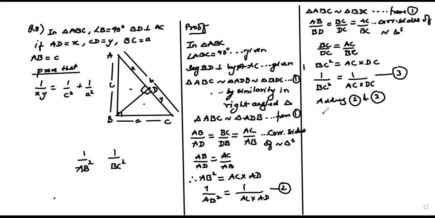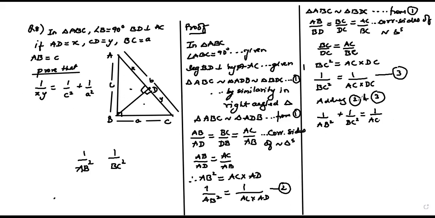To the left-hand side, so 1 upon AB square plus 1 upon BC square. And right-hand side, 1 upon AC into AD. I'm so sorry. It should be AC into AD.